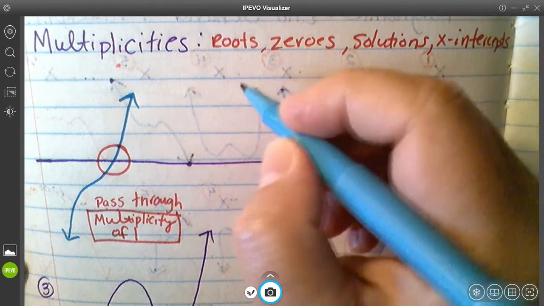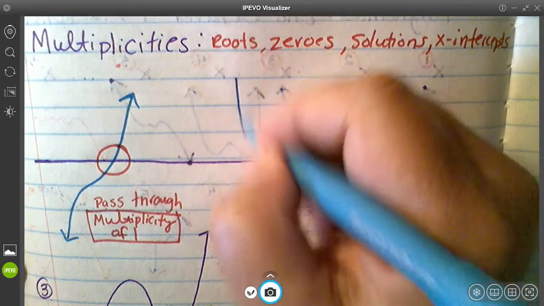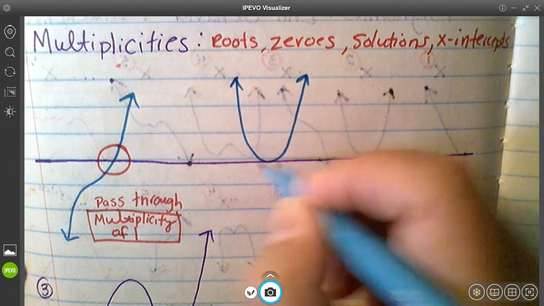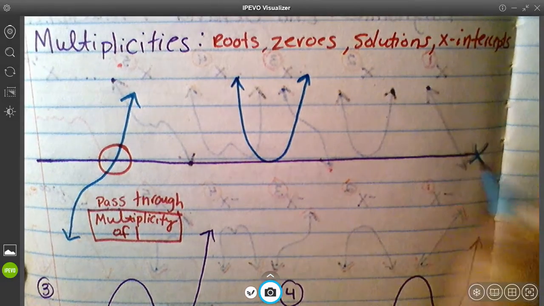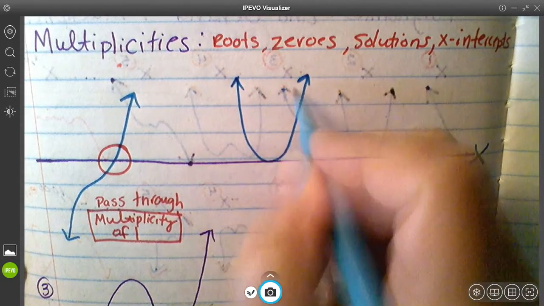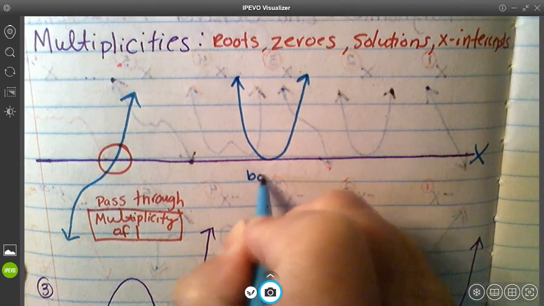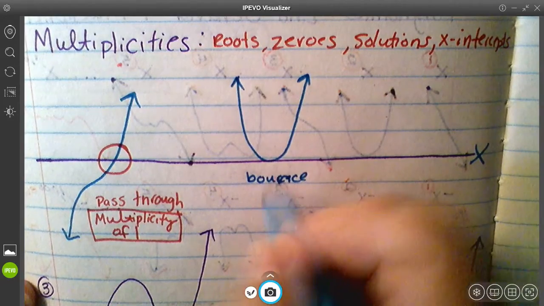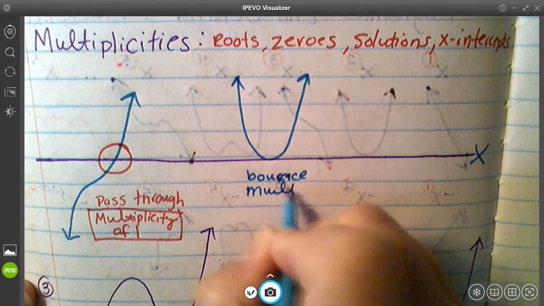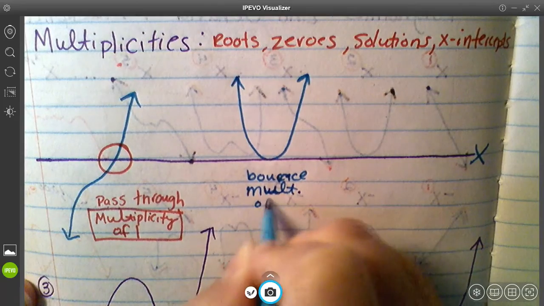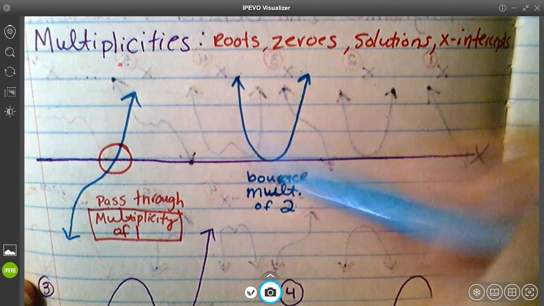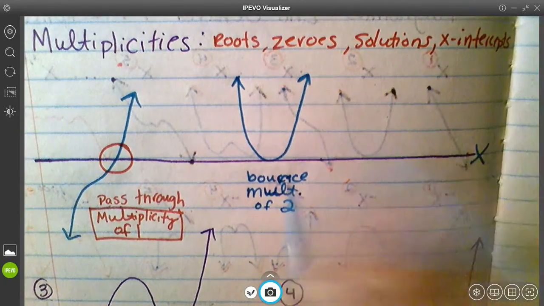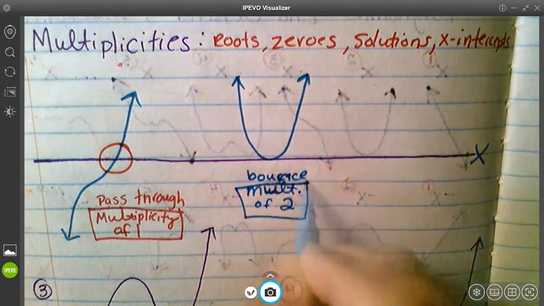The next thing you might see is where it curves, it hits the x-axis. This is the x-axis, by the way, and it bounces back up. So that is the term I usually use when I'm talking about this one. This is a bounce, and a bounce has a multiplicity of 2, and it looks like a quadratic. This looks like a line. This looks like a quadratic, so a multiplicity of 2.